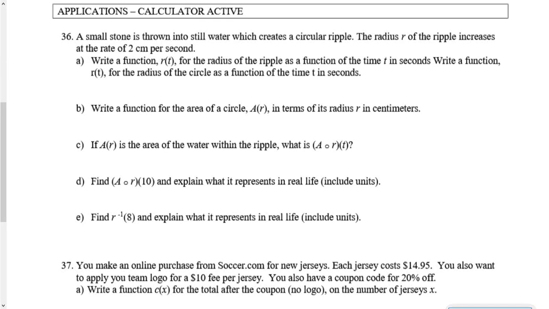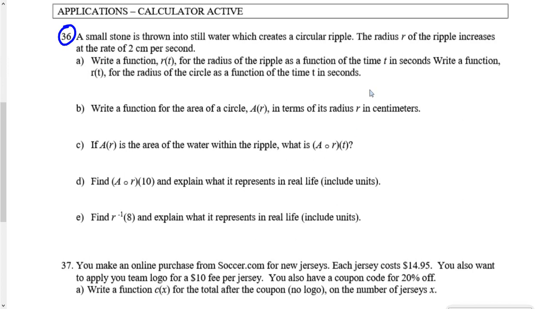Right, so here we are on the applications portion of the Unit 2 Algebra 2 test. So this is only for the pre-governor student. All right, number 36. We have a small stone is thrown into still water, which creates a circular ripple.